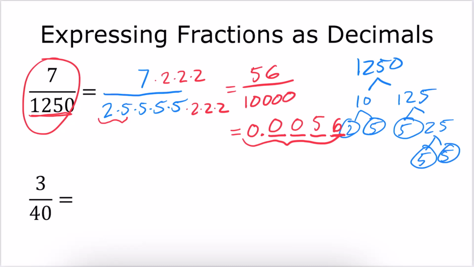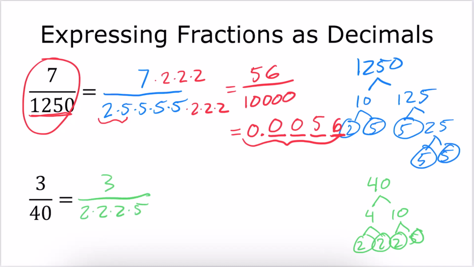Okay, so on this one, I'm going to find the prime factorization of 40. So we know 40 is 4 times 10, and 4 is 2 times 2, 10 is 2 times 5, and 2 and 5 are both prime numbers. And so the prime factorization of 40 would be 2 times 2 times 2 times 5, and then I would have a 3 on the top.